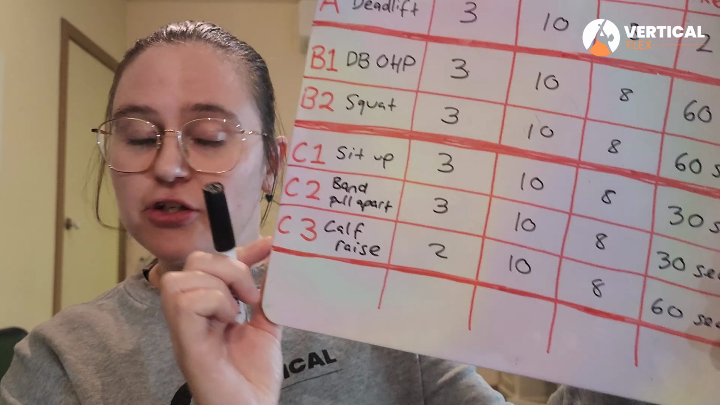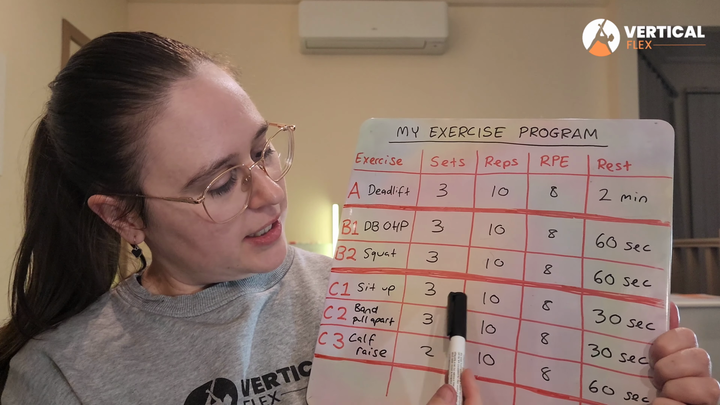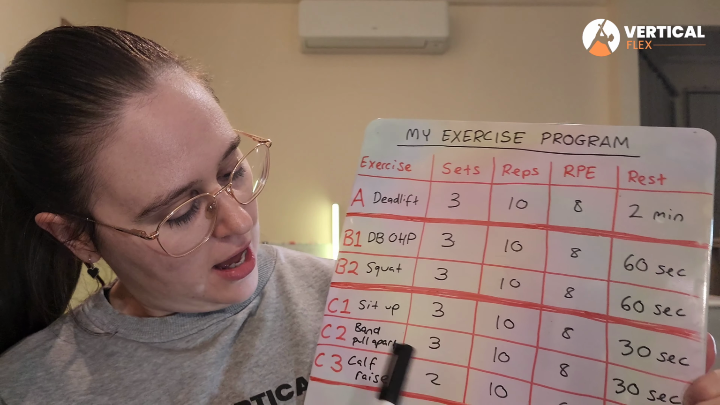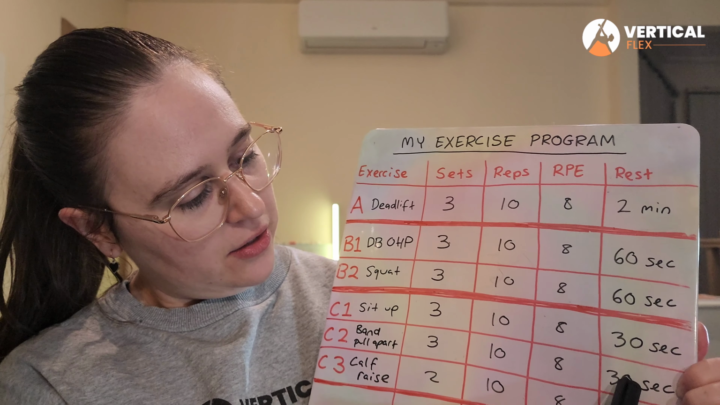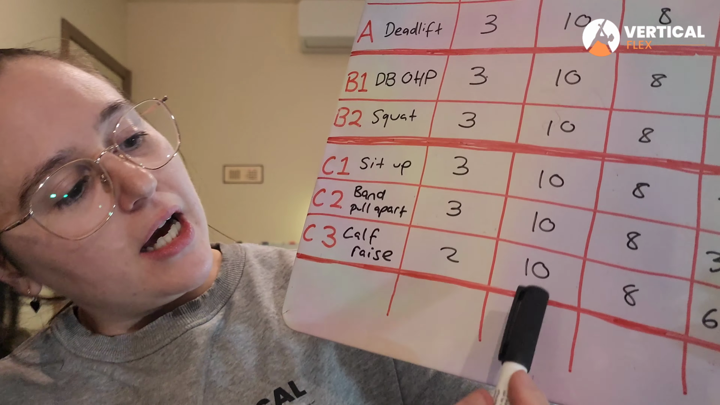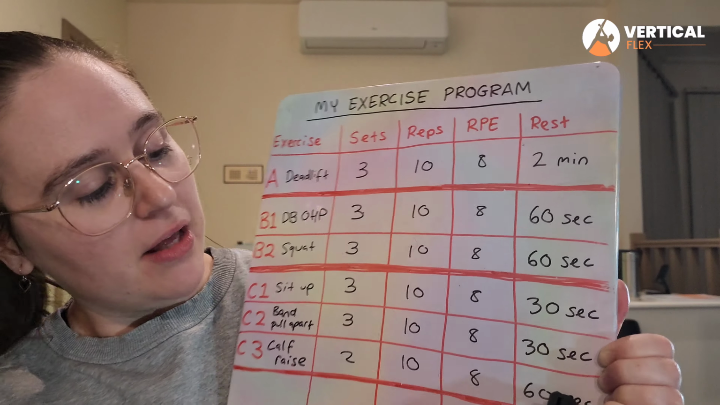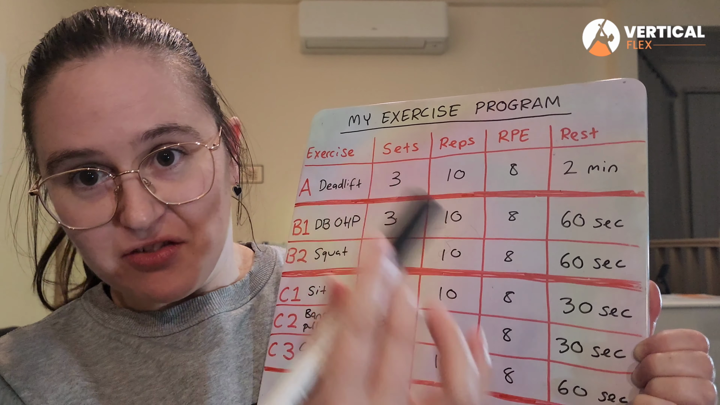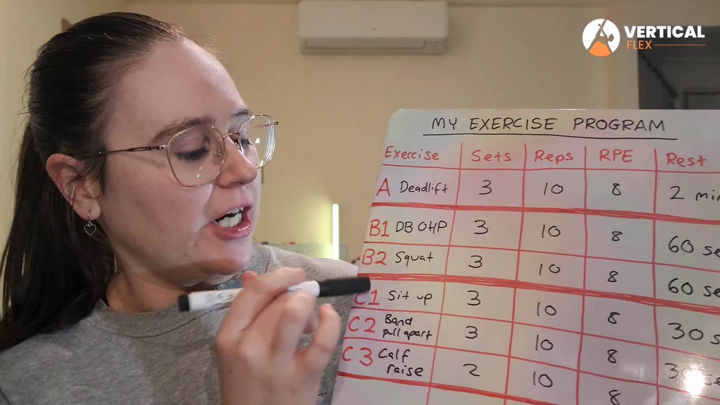Down to C. I bet you can guess how this one's going to go. I'm going to go C1. I'm going to start with 10 reps, and then I'm going to rest for 30 seconds. And then I'm going to go band pull aparts, 10 reps, rest for 30 seconds. My calf raise, C3, 10 reps, rest 60 seconds, okay? So this one has a longer rest time. It's very arbitrary. It's just for the sake of showing you that they can be different. So rest for 60 seconds before I go back to C1.